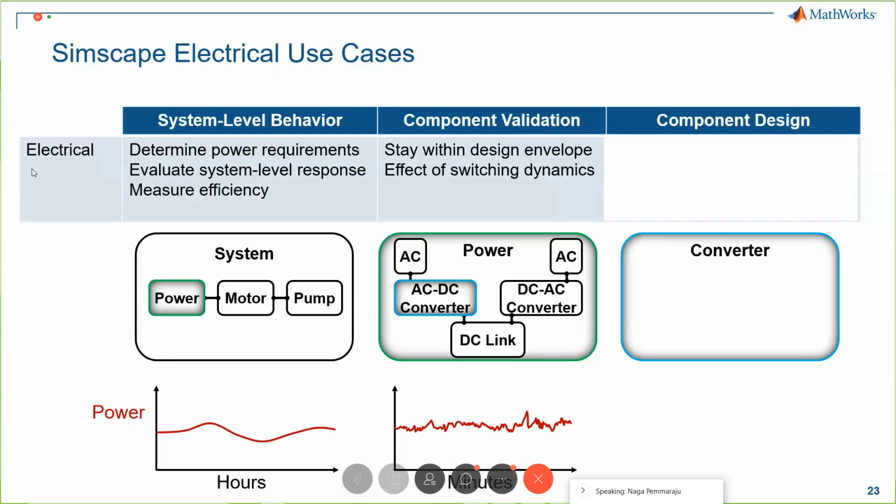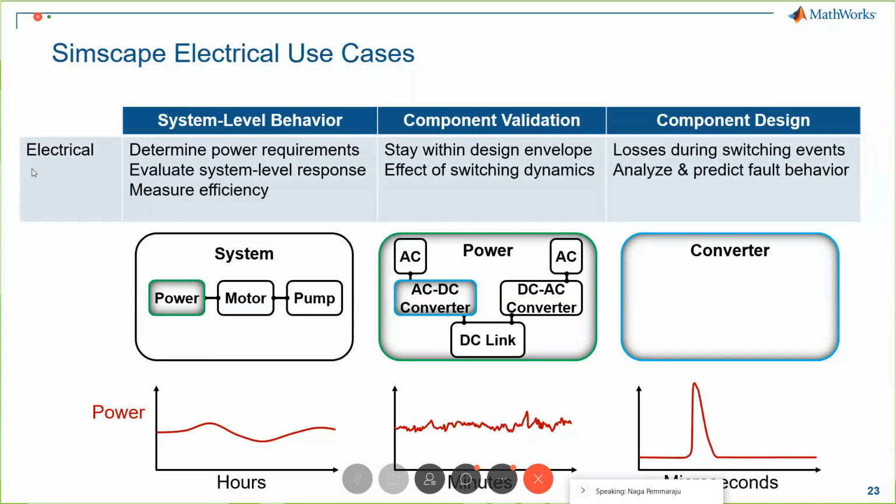And now for the further component design, if I just take an AC/DC converter, for the component validation, probably I might be considering an average value converter. But when I come to the component design aspects, I actually will have detailed switching components like maybe an IGBT or a MOSFET. And here we are actually dealing in terms of microseconds of simulation, right? So we can get the details to this particular level of simulation.